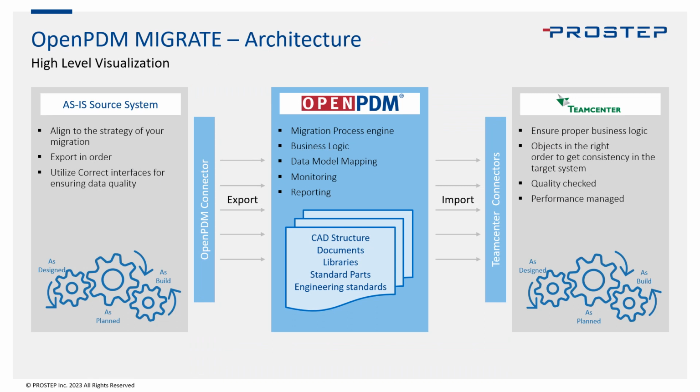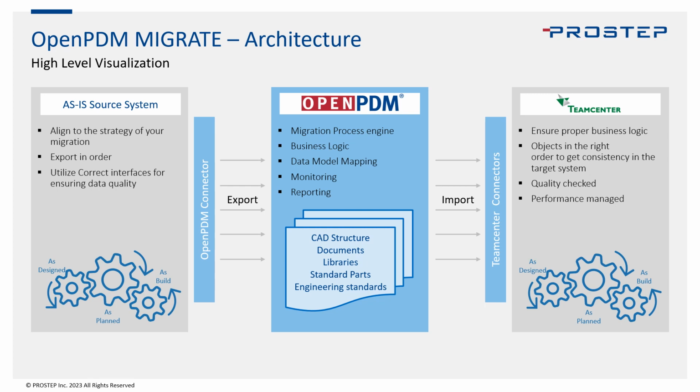So the architecture for OpenPDM Migrate looks a little bit like this. On the left, you've got your as-is source system. On the right, your target to-be system. And then in the middle, you put the OpenPDM migration solutions. So that could be a combination of different connectors and connector interfaces, depending on the different source systems that you might use, or if those systems have multiple different interfaces for getting data out the correct way.